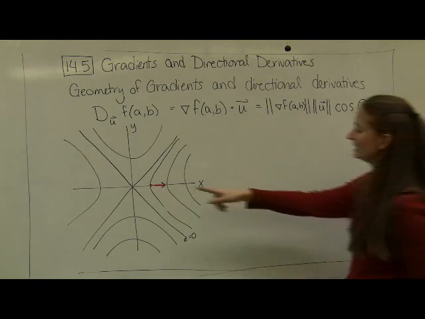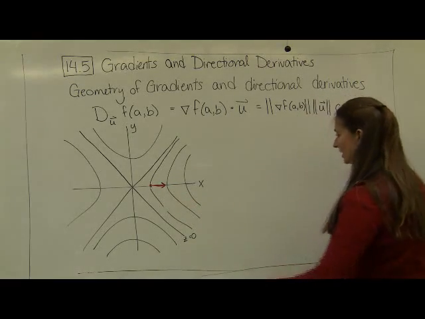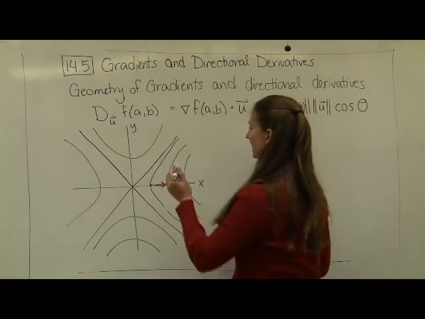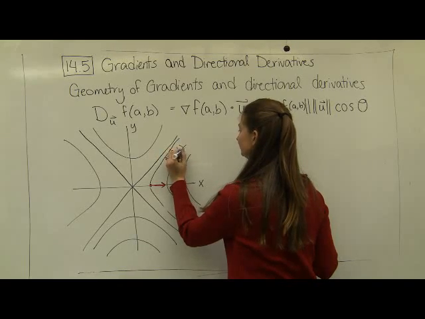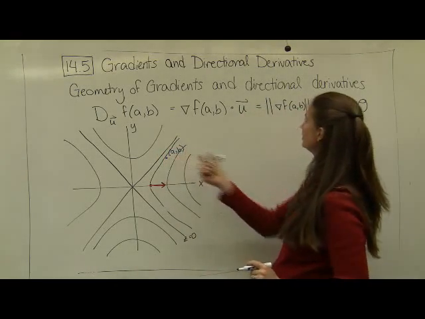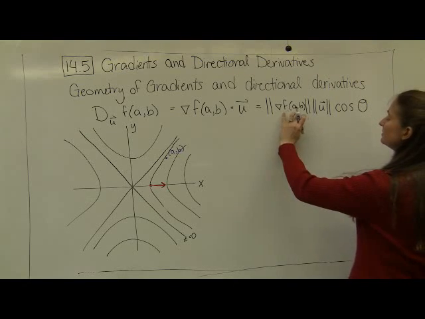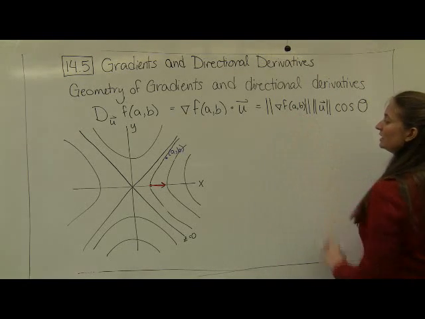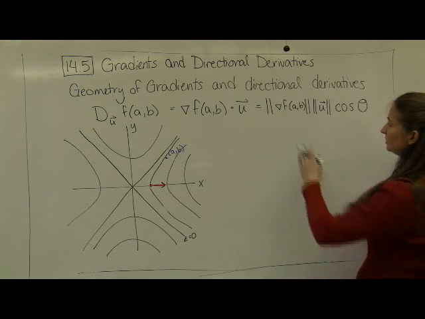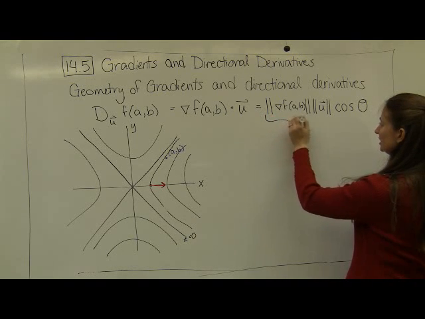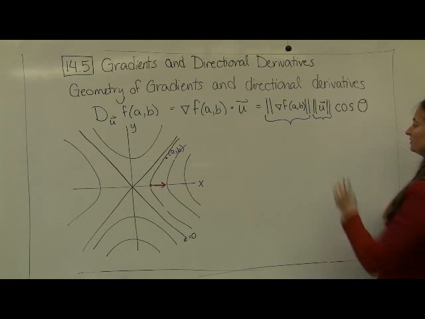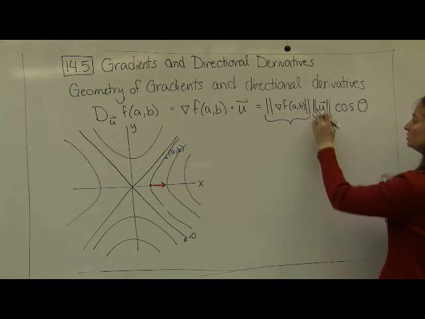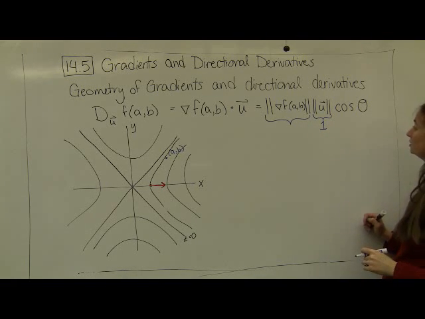Well, at any given fixed point, let's go ahead and fix ourselves at some point out here, (a, b). Once I've fixed myself at the point (a, b), I know that the magnitude of the gradient evaluated at that point is always going to be whatever it is. This isn't going to change. And my magnitude of u is always equal to 1 because we're choosing our u to be a unit vector.